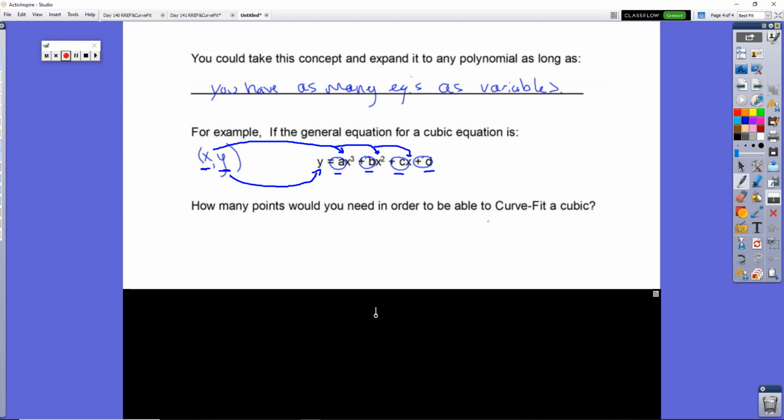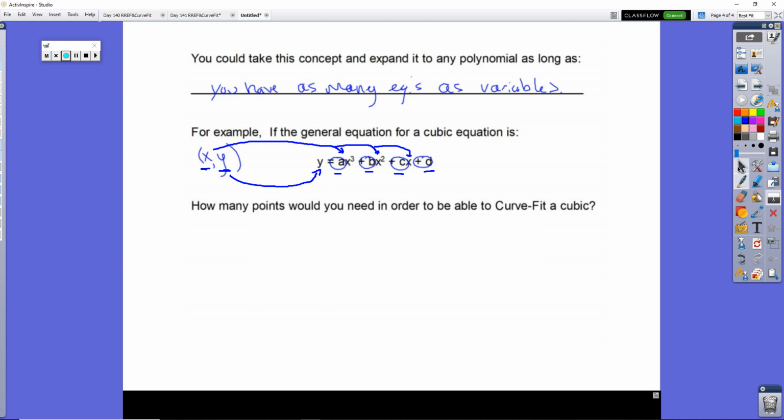So how many points would you need to be able to curve fit a cubic? The answer to that is you would need 4 points to help you generate 4 equations because there's 4 variables. So if I gave you 4 different sets of x and y coordinates, you could plug them in here to generate 4 different equations that you would then be able to use to solve for the answers of A, B, C, and D. Again, remember, once you find the answers for A, B, C, and D, you would want to plug them back into the formula for a cubic so that you actually have the full equation. Don't forget to set it equal to y or f of x.